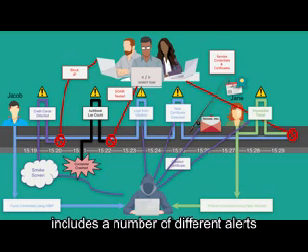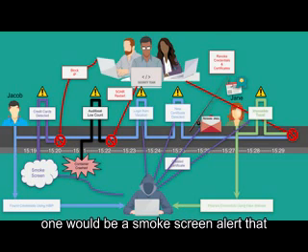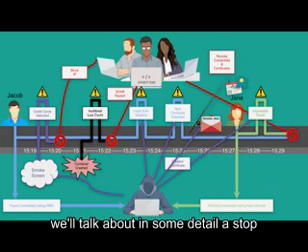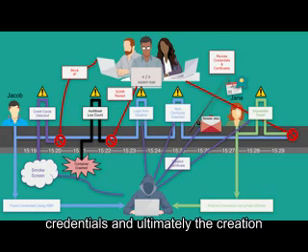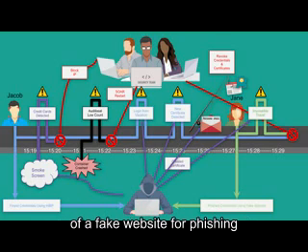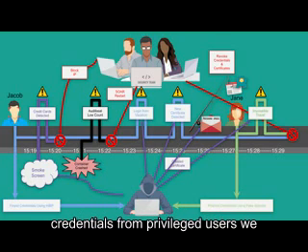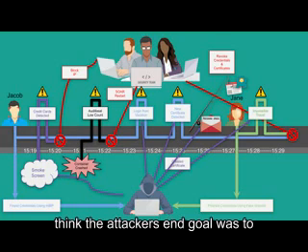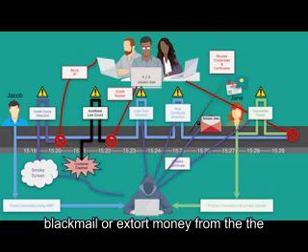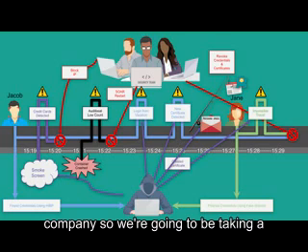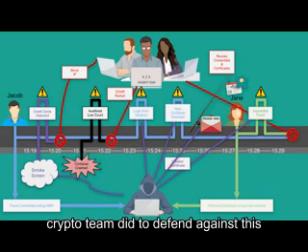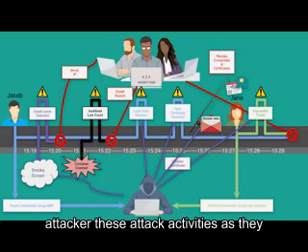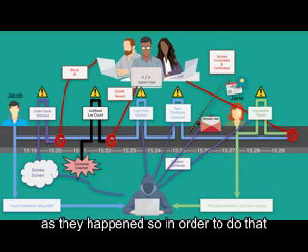The attack includes a number of different alerts. One would be a smokescreen alert that we'll talk about in some detail, a stop or crash service, a login using leaked credentials, and ultimately the creation of a fake website for phishing credentials from privileged users. We think the attacker's end goal was to blackmail or extort money from the company. So we're going to be taking a retrospective look at what the Swift Crypto team did to defend against this attack or these attack activities as they happened.